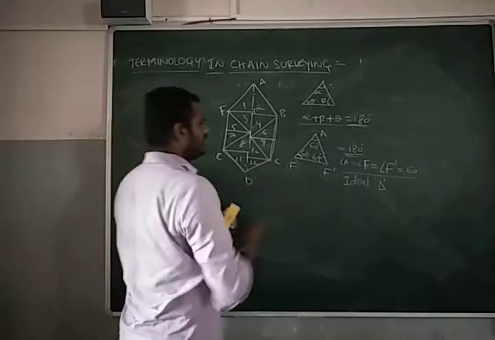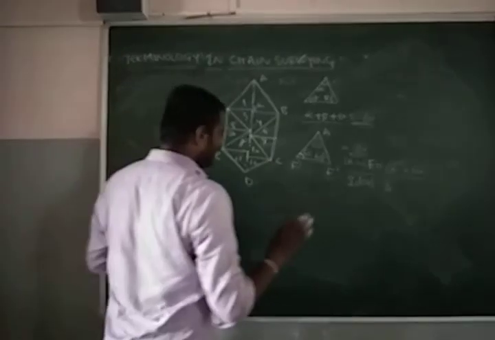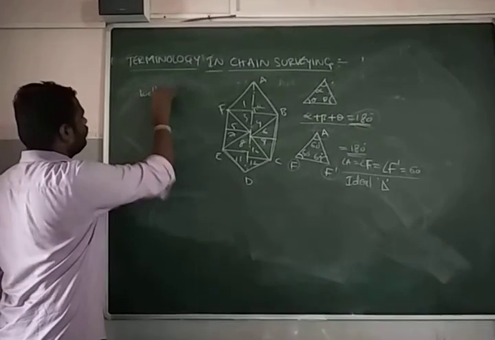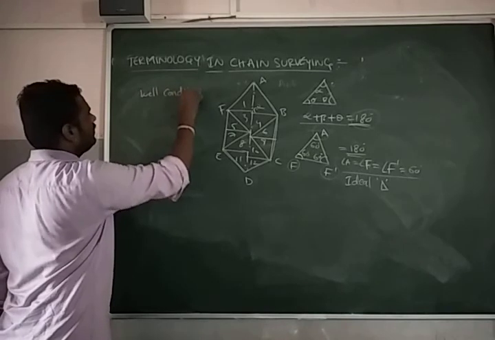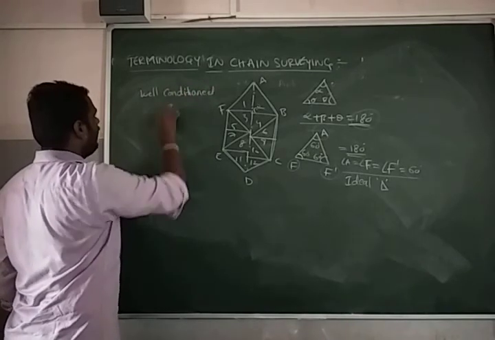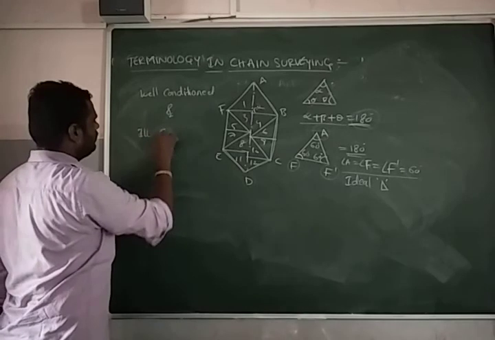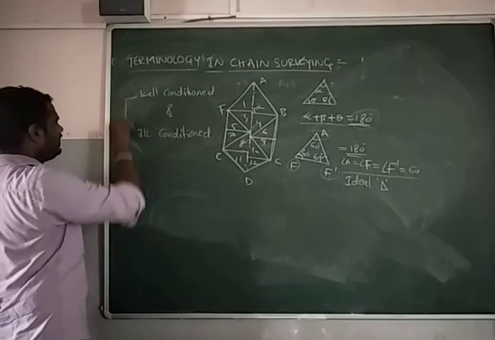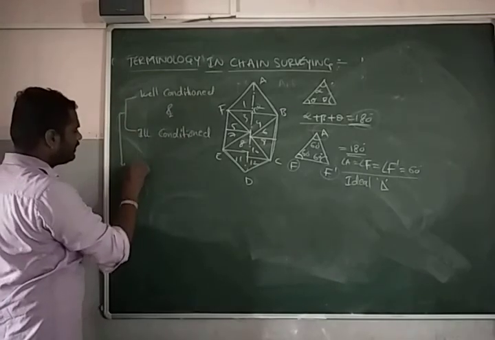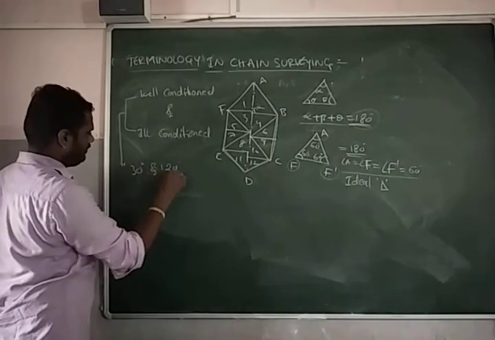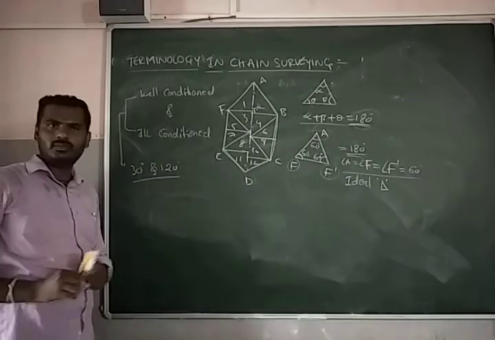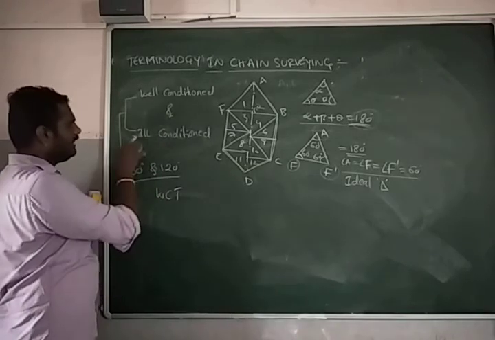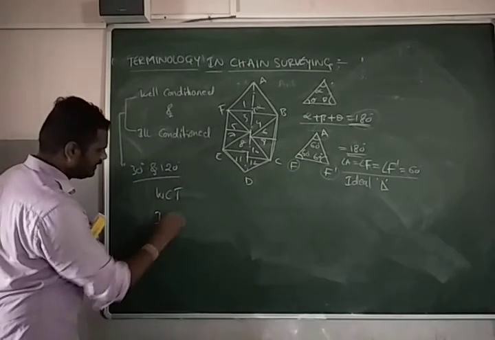So next, well conditioned and ill conditioned triangles. What would be the well condition? These two are differed by 30 degrees and 120 degrees. Please remember, 30 degrees and 120 degrees. Well conditioned triangle, WCT. Ill conditioned triangle, ICT.